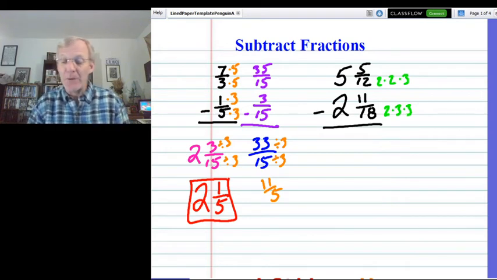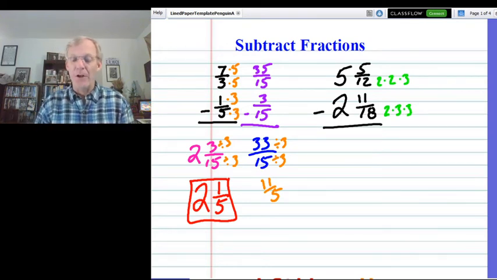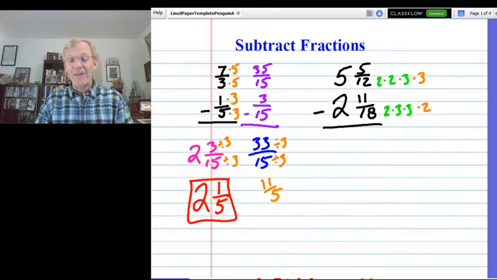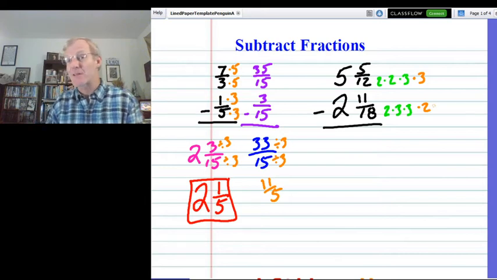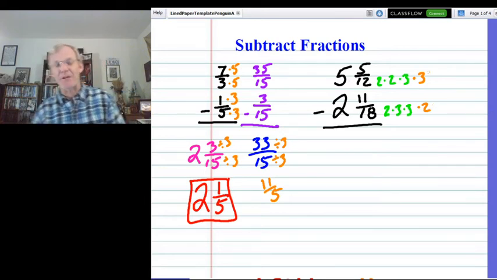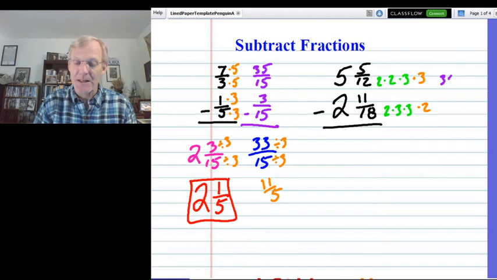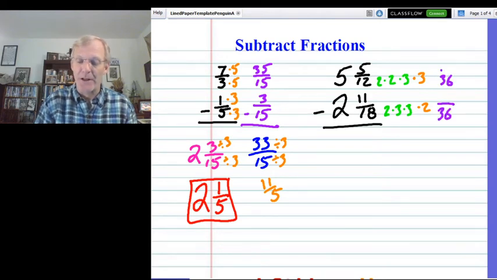So if we think about the way we did this on the other video, we realize that they both have a 3. This one has a 3 that this one doesn't have. So multiply it by 3. They both have a 2, but this one doesn't have the extra 2. Multiply it by a 2. Now you've got the same thing for both of them. What is that number? Well, you could do 18 times 2 is 36, or 12 times 3 is 36.